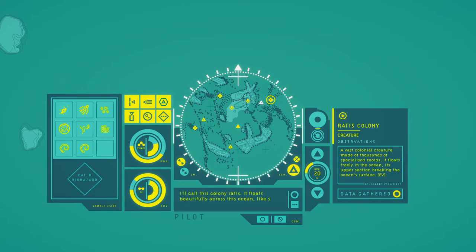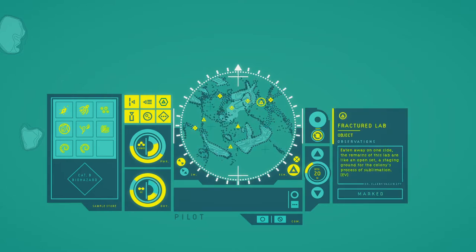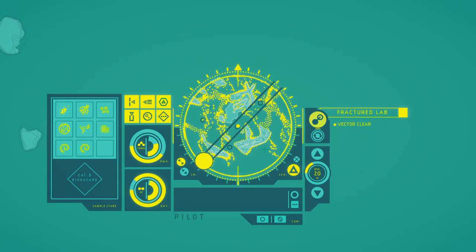I'll call this colony Ratis. It flows beautifully across this ocean like some impossible vessel. A vast colony creature made of thousands of specialized zoids. It flows freely in the ocean, its upper section breaking the ocean's surface. Eaten away on one side, the remains of the slab are like an open set, a staging ground for the colony's process of sublimation.